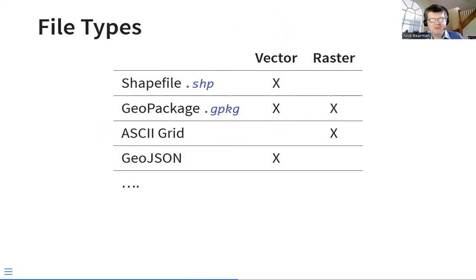The other really important aspect is vector and raster data are stored in different file types. So, for example, a shapefile can only store vector data, whereas a GeoPackage can store vector data or raster data. And there are lots and lots of different file types. ASCII grid is a very common raster file type. GeoJSON is a relatively common vector file type, and there are many, many others as well. So it's important to be aware of both the data type, so is it vector or raster, and the file type. How is it actually stored on the computer?